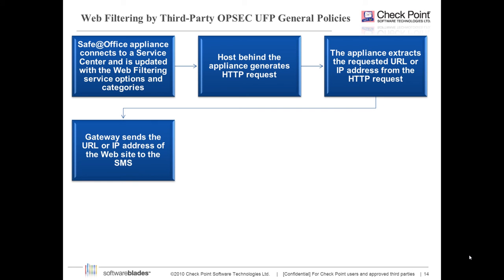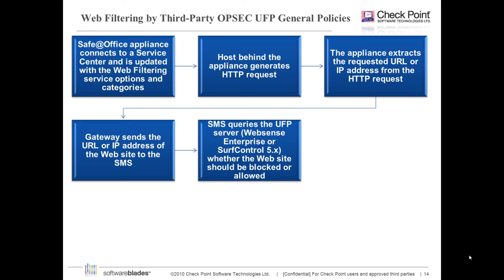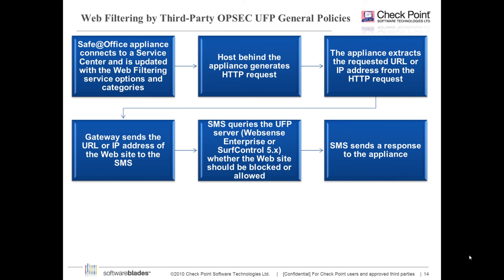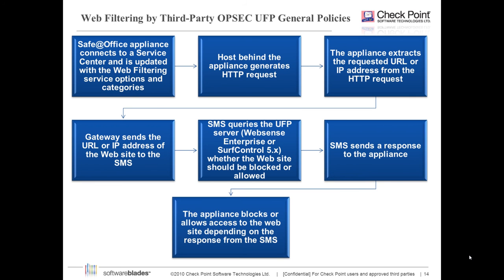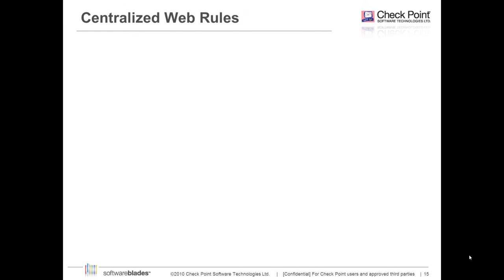The gateway sends the URL or IP address of the website to the SMS. The SMS queries the UFP server, WebSense Enterprise or SurfControl, whether the website should be blocked or allowed. The SMS sends the response to the appliance. The appliance blocks or allows access to the website depending on the response from the SMS.